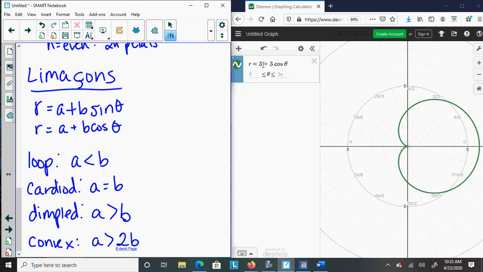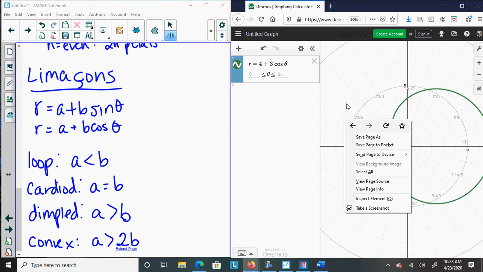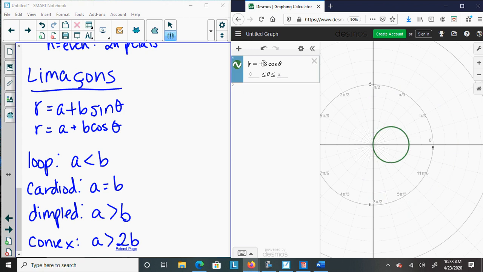So if A is more than B, let's just do 4 and 3. Okay, that works. It kind of cuts it off over there. I'll move it over. So that's just got a little bit of a dimple in there. It doesn't have a loop. It doesn't have a sharp point. That's our dimpled limaçon. And then if A is bigger than 2 times B, so let's say that was 7 instead.